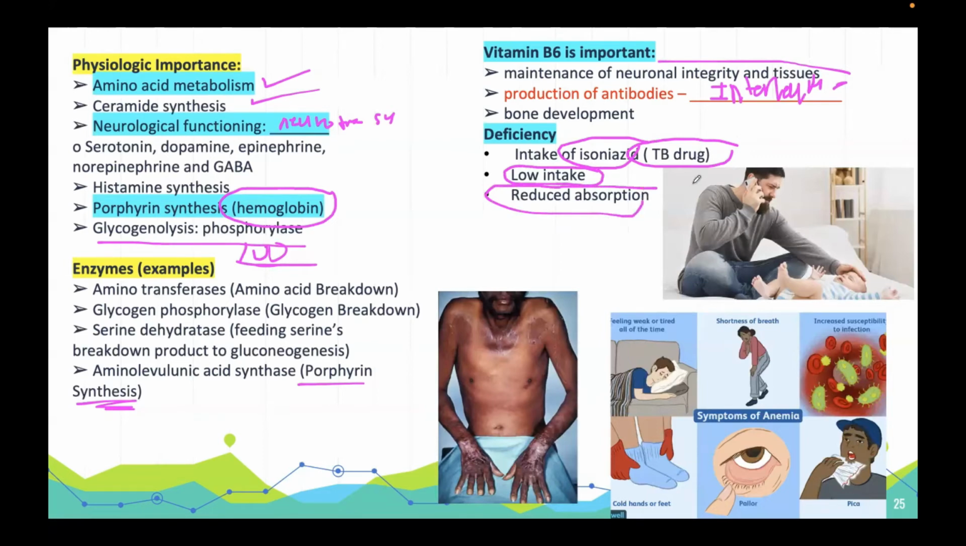Okay, so what are the clinical features of your vitamin B6? The patient may experience anemia. Ano po ba yung anemia? Tingnan po natin dito. Ito yung mga different signs and symptoms: feeling weak or tired all of the time, shortness of breath, increased susceptibility to infection, yung cold hands or feet. Diba? Yung may pallor na nakikita, namumutla. And then yung pika, yung mahilig kumain ng yelo, ganun.